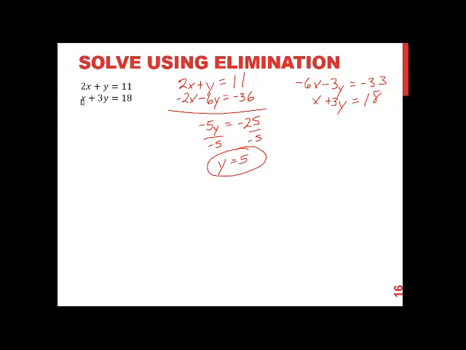Alright, now we'll put that into one of our original equations. How about 2x plus 5 equals 11? So 2x equals 6, and x equals 3. Again, our solution to this system of equations is a coordinate pair, so we need (3, 5), an ordered pair. And it wouldn't hurt to double check it. 3 plus 3 times 5, yeah, that is indeed 18.